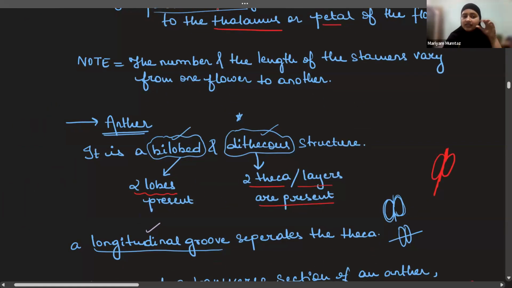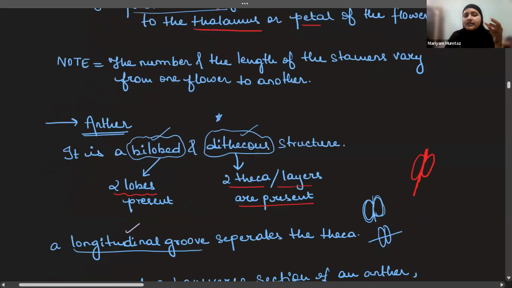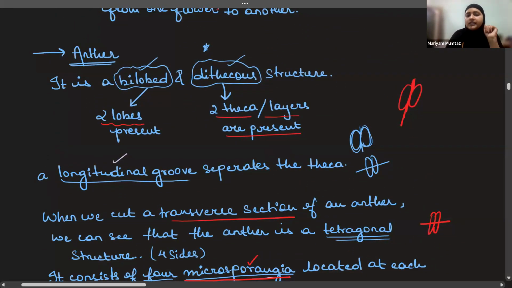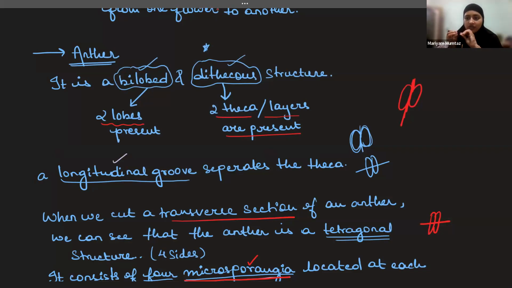Okay, now we have discussed the filament. Now let us discuss the anther. Now see, anther is bilobed. Bi means two, lobe means lobe-like structure. So one anther is made up of two lobes, so we'll call it bilobed. And it is dithecous. Di is again two. Thecous means theca, a layer. So two layers are there and two lobes are there. So one anther is bilobed and dithecous.